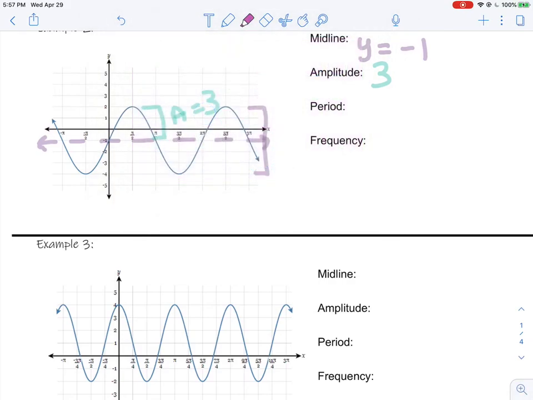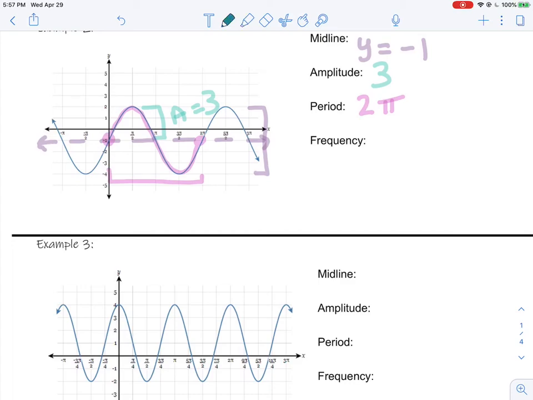My period is my length of one cycle. So trace one cycle of this now sine curve. Your sine curve should go up at its maximum, back down to its minimum, and back to the midline. So this one cycle here for my period is 2 pi. That is my length of one cycle.